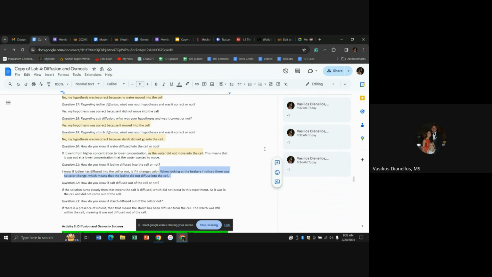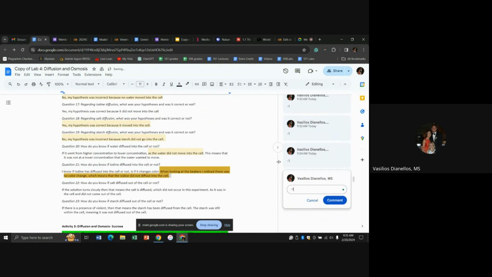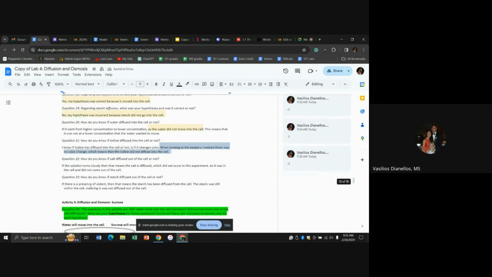You're talking about what the beaker looks like. So that's why you lost a point on that. How do you know if salt diffused out of the cell or not? If the salt turns cloudy, good. This means that the salt diffused, good. It would help if right here you put if the solution in the beaker turns cloudy. But so far, I'll allow this for now.